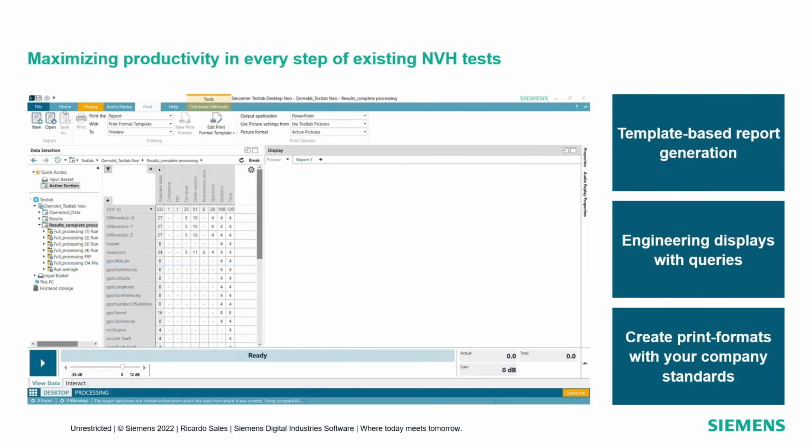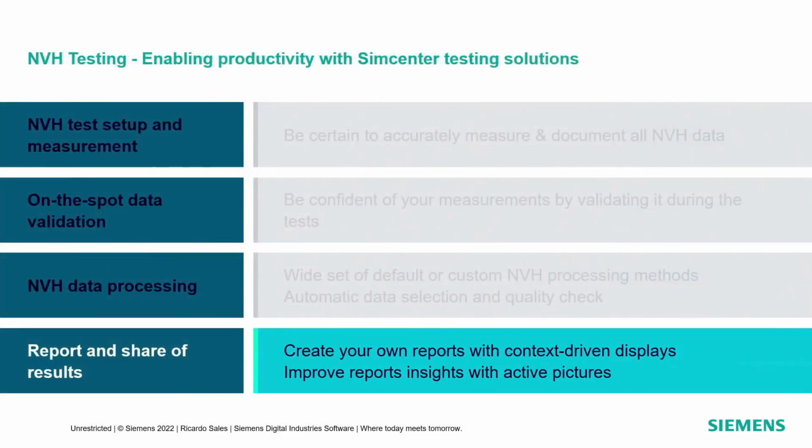Last but not least, we saw that we can use print formats with all the company definitions in PowerPoint or Word, so it also speeds up a little bit how the data is reported and shared throughout the company. So the message here is that you can create your reports with context-driven displays, and also, of course, improve your reporting side with these active pictures, meaning that any person can play with these pictures inside the report directly. So these are some options that we believe will speed up the reporting phase of your Operational NVH campaign.